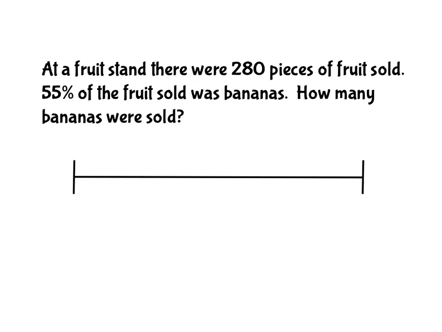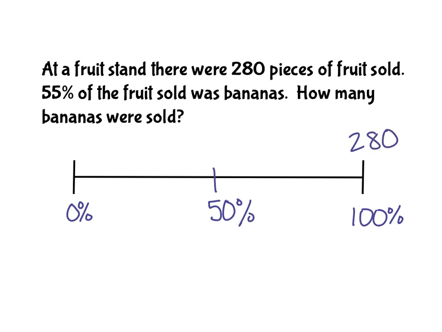Okay, let's make a new percent ruler. You guys are going to be doing this one on your own. So at a fruit stand, there were 280 pieces of fruit sold. 55% of the fruit sold was bananas. How many bananas were sold? So you've got your 50% there. Whoops, 280. So you would need a 50% and a 5%.